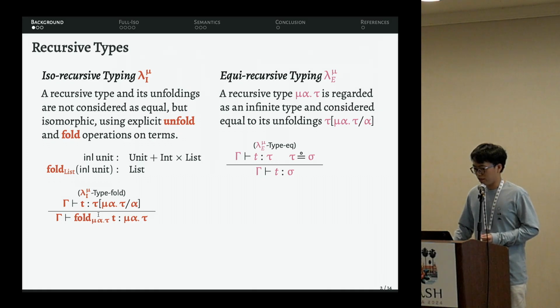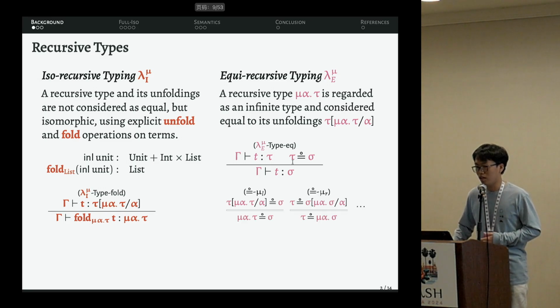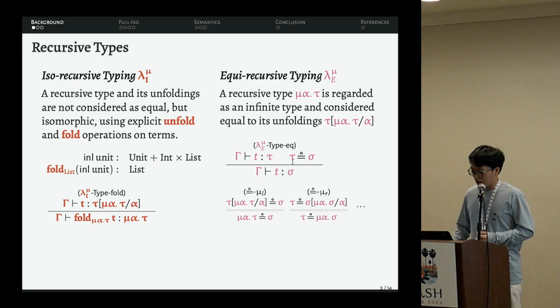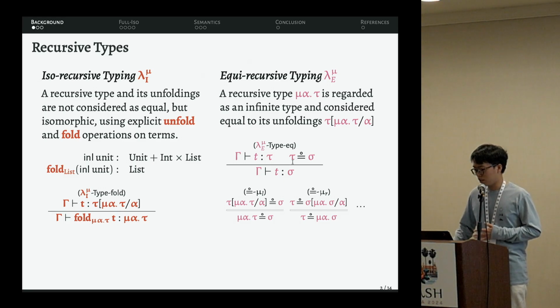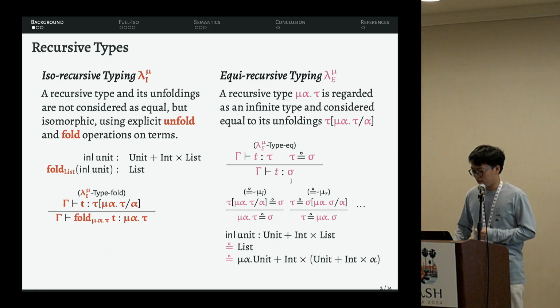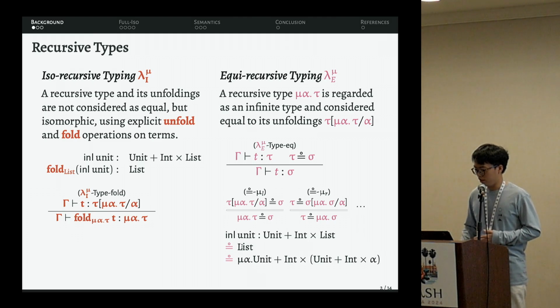You can type a term with any types that are equal up to infinite unfoldings. So they have this special type equality relation that allows you to equate between recursive types and their unrollings. Usually this rule is defined coinductively. In addition to relating unfolded types and recursive types, you can also type this term without annotations at a different shaped recursive type, which is equivalent to the list recursive type up to infinite unfoldings.